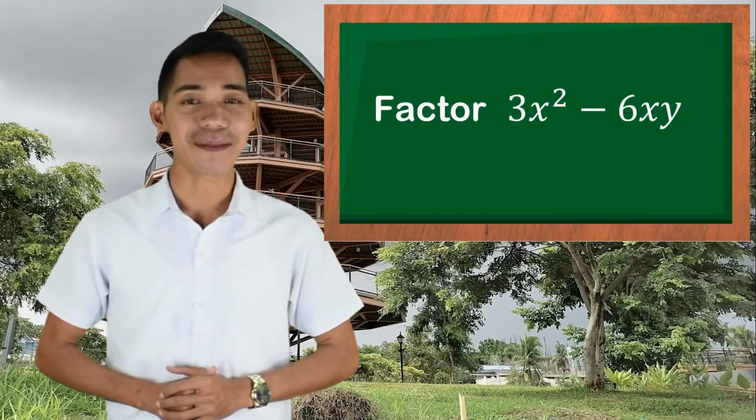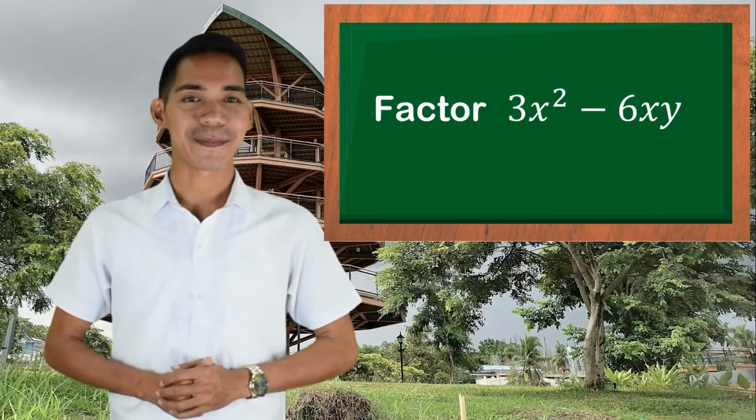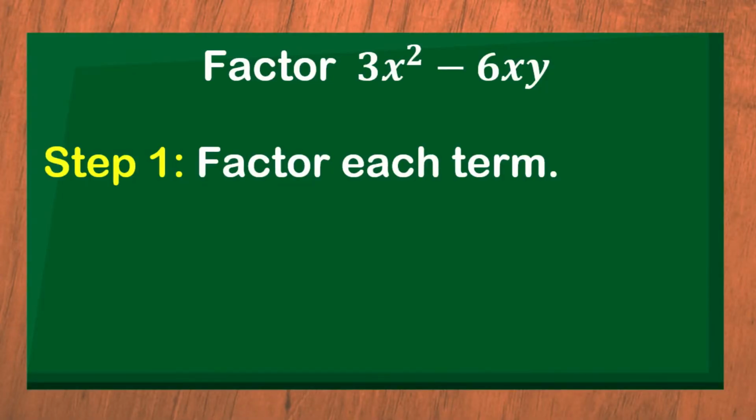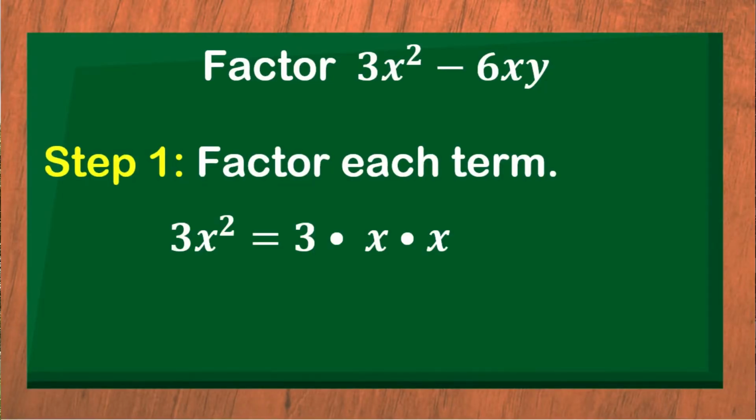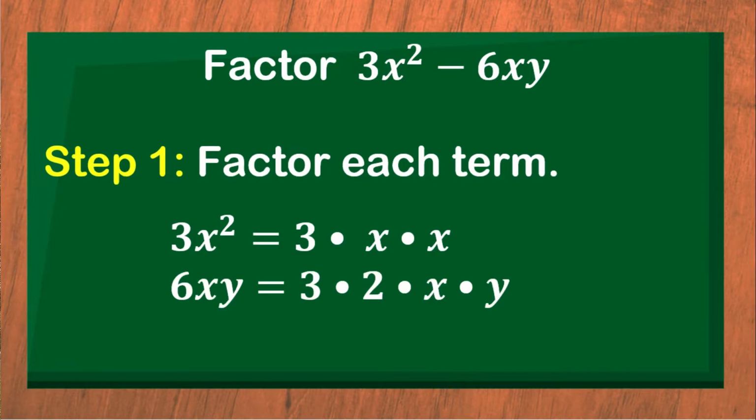For our second example, we will factor the polynomial 3x squared minus 6xy. For the first step, factor each term. 3x squared equals 3 times x times x. 6xy equals 3 times 2 times x times y.